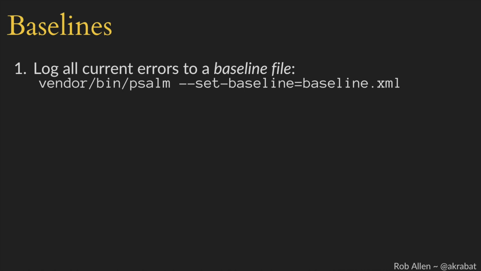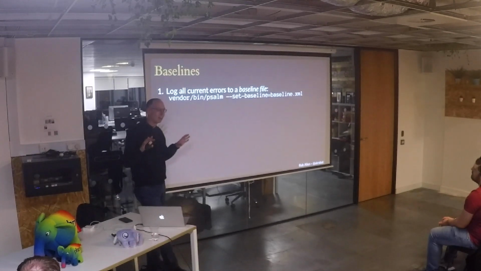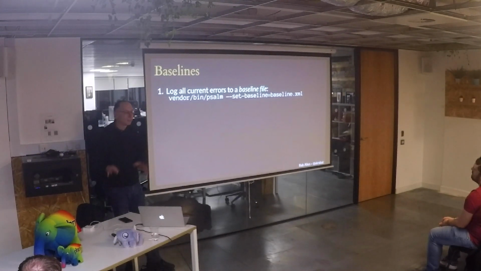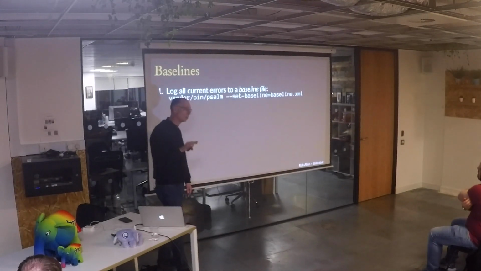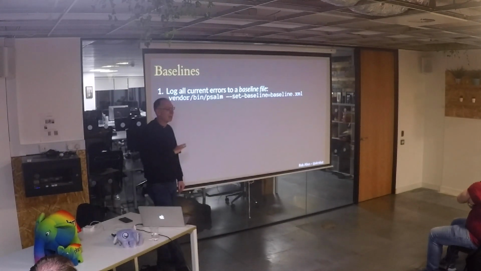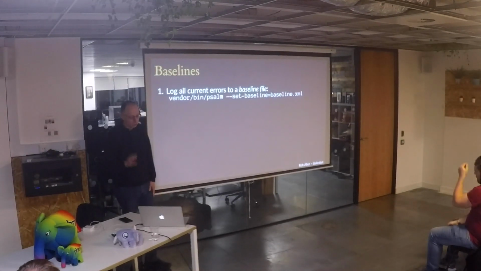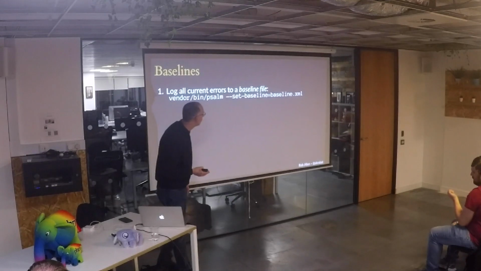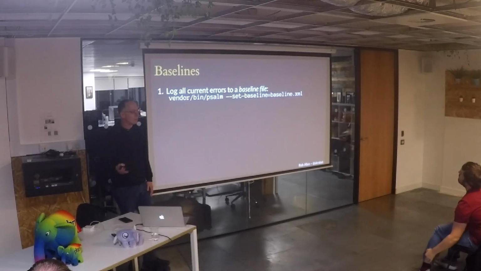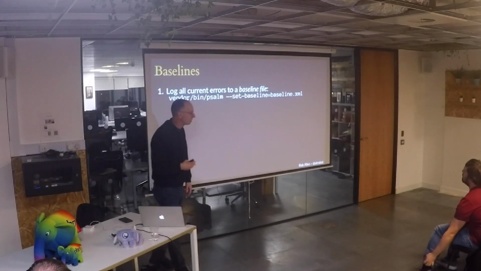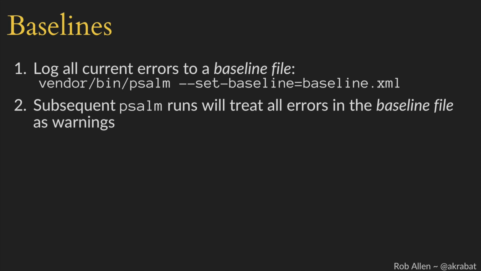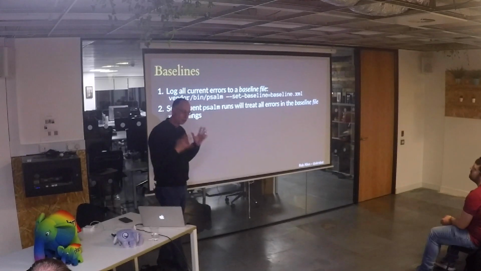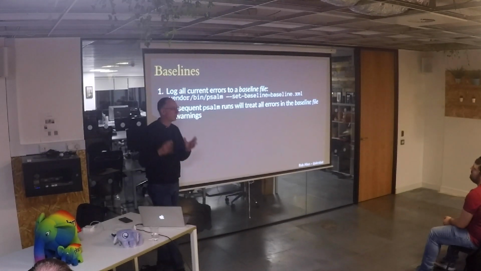Baselines enable you to set a line in the sand and start ensuring new code doesn't have new issues. So this is how you get it into your CI system, because clearly you can't get into the CI system if it is going to fail on every single PR. You log the current errors to a baseline file. With SAM, you use --set baseline and give it a file name, and then that gets added to your config file. PHPStan has a similar functionality. Now I can run SAM as often as I like, and those errors are just treated as warnings and will not fail my CI.